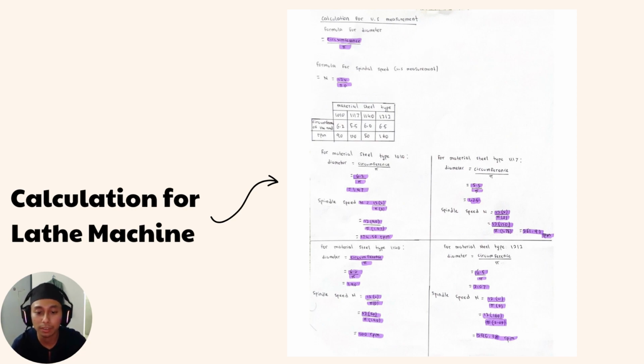For material steel type 1140, 6.0 over pi equals 1.90. And for the spindle speed, use 12 times 50 over pi times 1.40 equals 100 rpm.